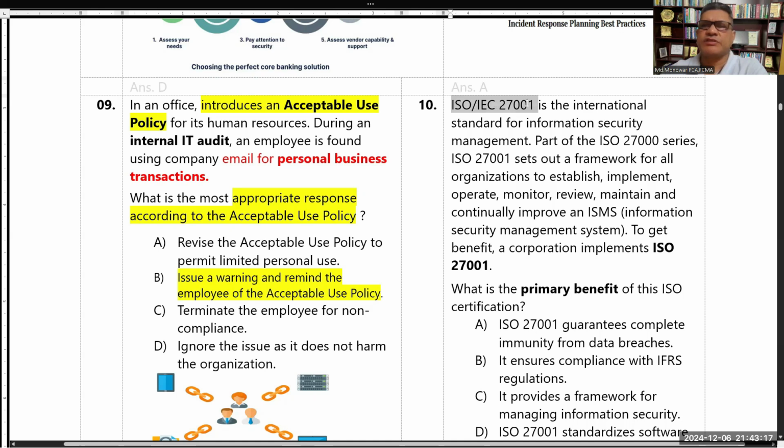ISO 27001 is the industrial standard. We know it as the international standard for information security management. It is part of the ISO 27000 series. It sets out a framework for all organizations to establish, implement, operate, monitor, review, maintain, and continually improve the information security management system. To get benefits, a corporation implements ISO 27001.